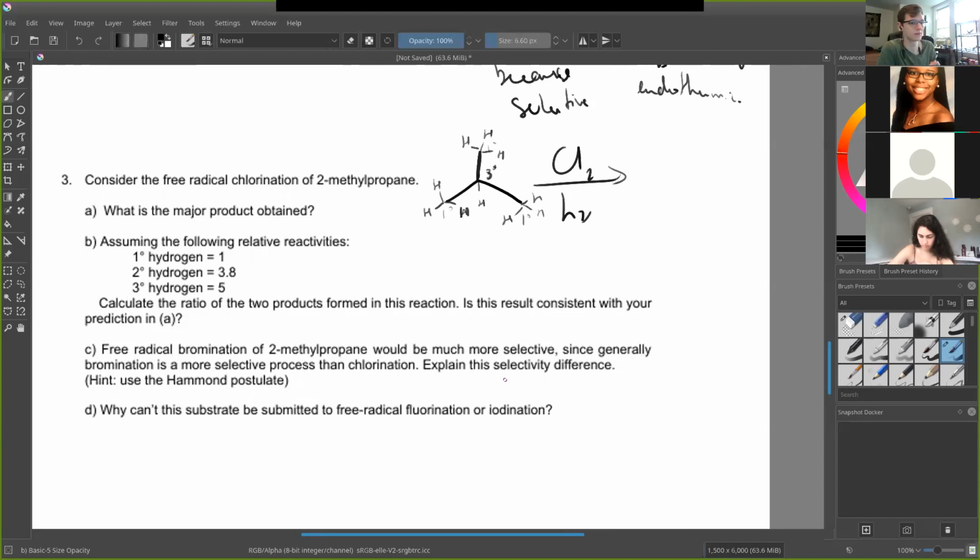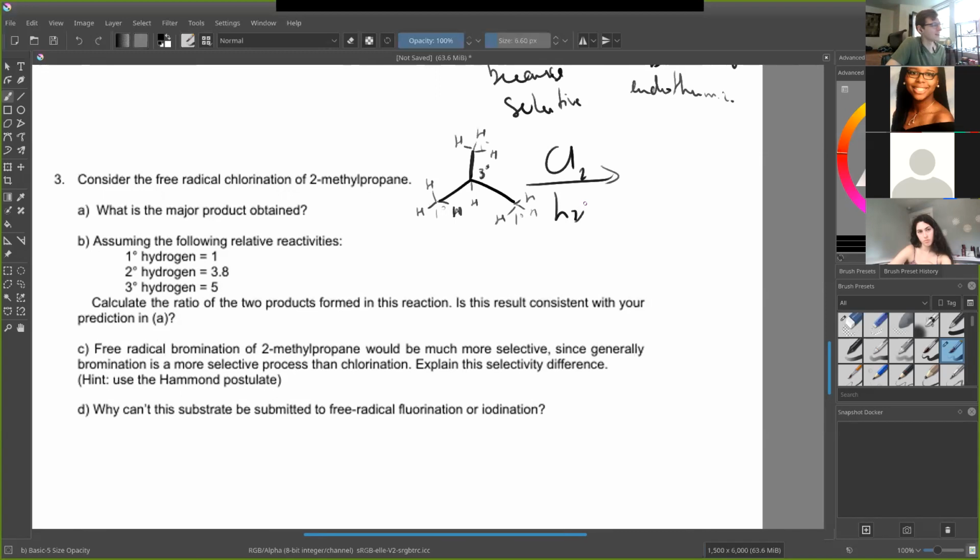The major product would be the chlorine substituted in for the tertiary hydrogen, but since chlorine is really reactive, it could be on the primary as well. And that's why you have those product ratios.